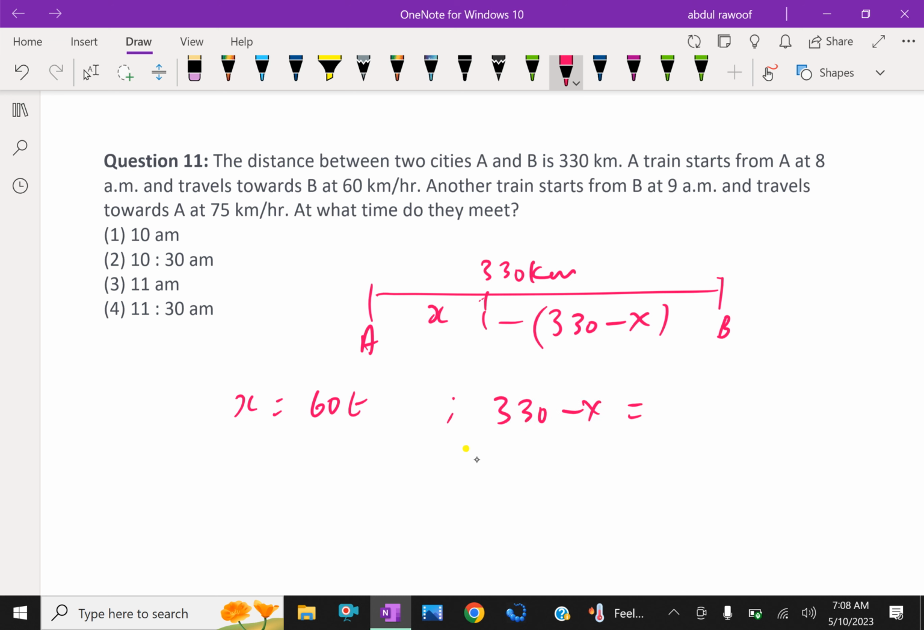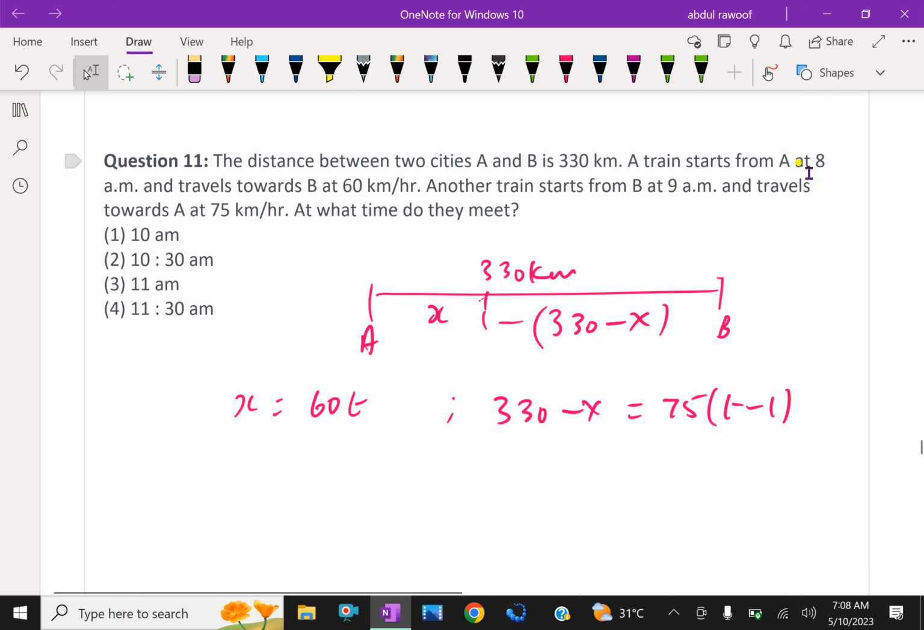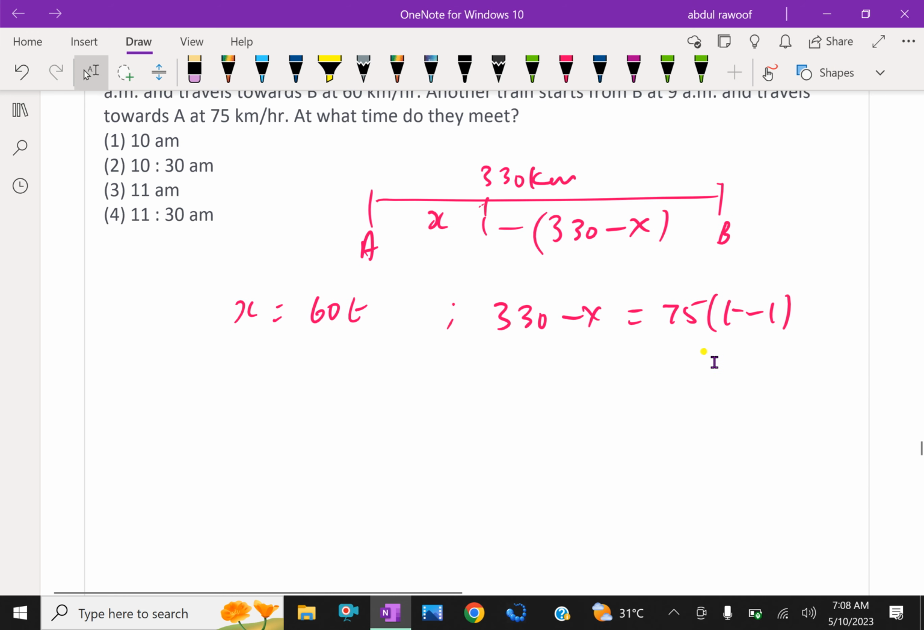330 minus x is 75 kilometers per hour speed. The second train from B starts at 9 a.m., which means after 1 hour, because the first train started at 8 a.m. So it's t minus 1. So from this, 330 minus x is 60t equals 75t minus 75.